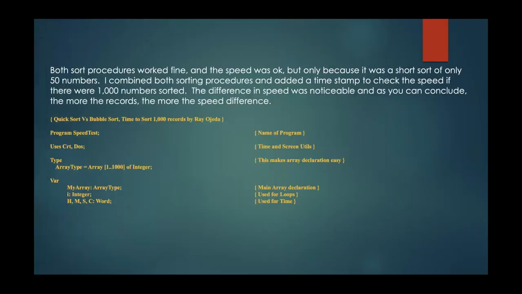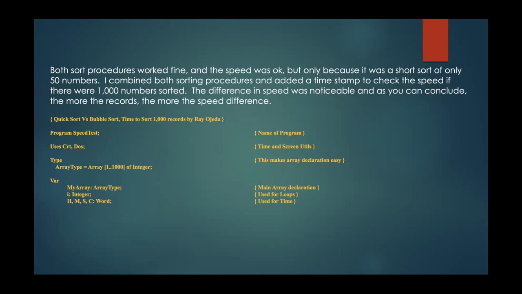But which one is faster? Well, to do that, I made some modifications to the programs. I put both procedures in the same program, both the QuickSort and the Bubble Sort. And then I implemented a small routine to get the time from the system. And instead of printing them, because they would not fit on the screen, I'm just gonna do 1,000 numbers and I'm gonna sort them out.